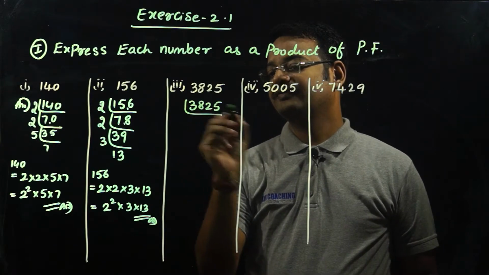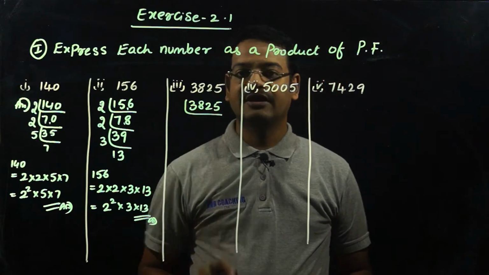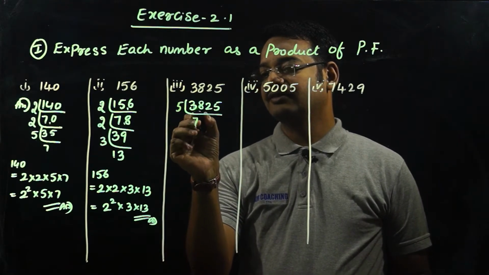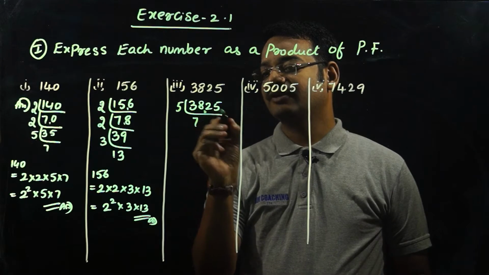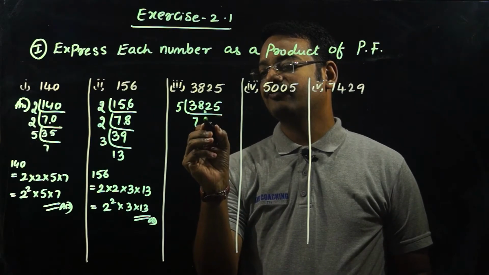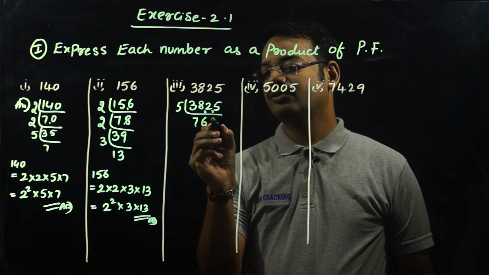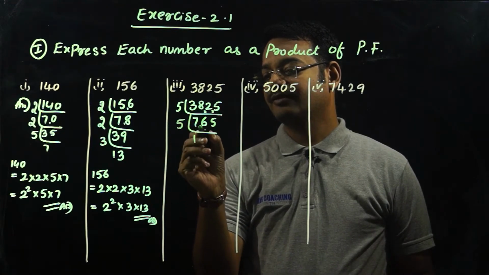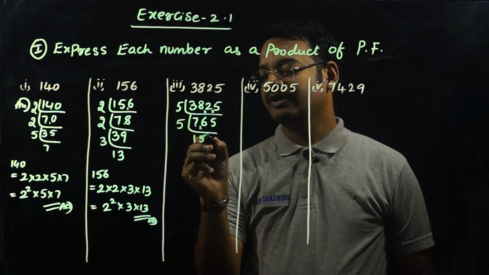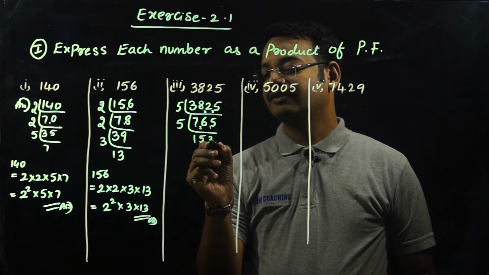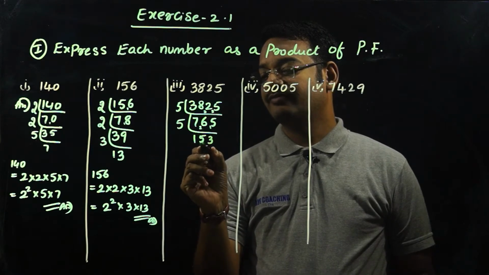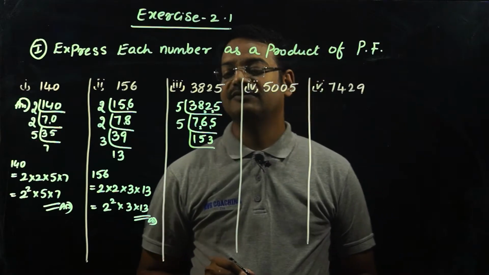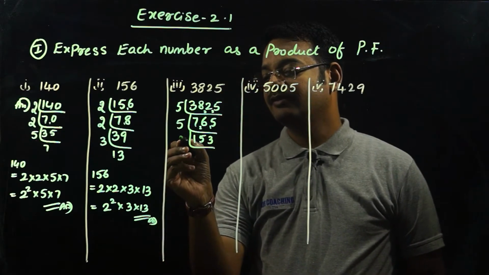3825. Since the last digit is 5, the whole number can be divided by 5. So 5 sevens are 35, 38 minus 35 is 3, so remainder is 3, this number becomes 32. 5 sixes are 30, remainder is 2, 5 fives are 25. Now 5 ones are 5, remainder is 2, 5 fives are 25, remainder is 1, 5 threes are 15. Now 1 plus 5 is 6, 6 plus 3 is 9.